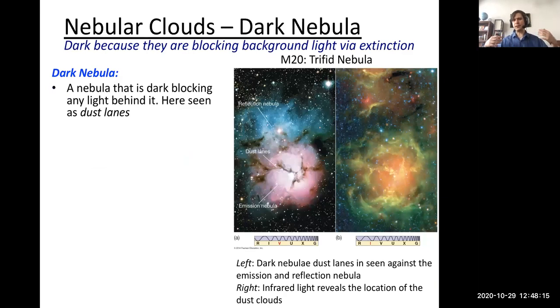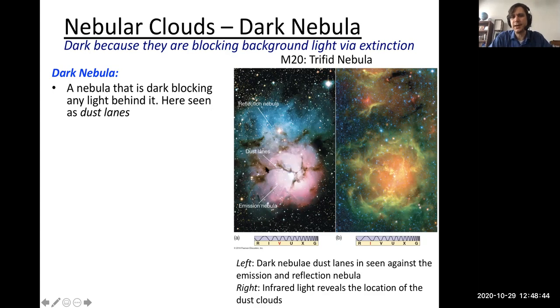Now let's zoom out a little bit and take a look not only in the visible part of the electromagnetic spectrum, but the infrared part of the electromagnetic spectrum, and take a look at these dark nebulae, our third type that we're going to talk about. So here you can see these dust lanes that are going throughout the Trifid Nebula. In fact, that's why we call it the Trifid Nebula, because it divides it into sort of this section, 1/3, 2/3, is trifurcated.